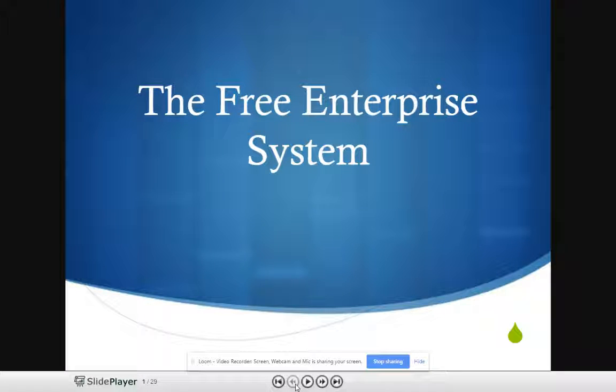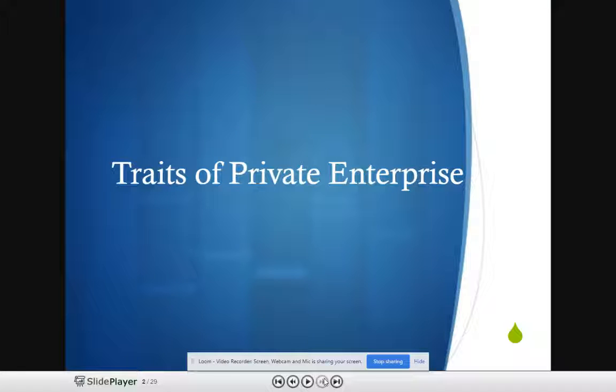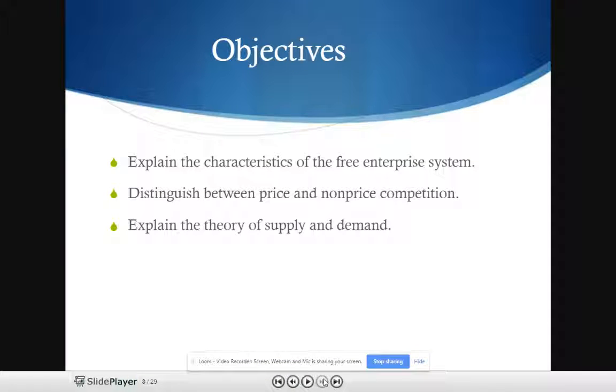The free enterprise system. What are the traits of the private enterprise or the free enterprise system? We're going to explain the characteristics of the free enterprise system, distinguish between price and non-price competition, and then explain the theory of supply and demand.